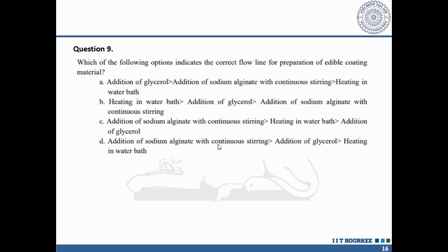Whatever you do, you have some flow chart. You will do something first, then a second thing, then third, then fourth, then the final thing. Everything has some steps, one, two, three, four. So for the preparation of edible coating, what will be the correct flow chart? You have been given four flow charts. I think by reading you can tell what the answer will be.